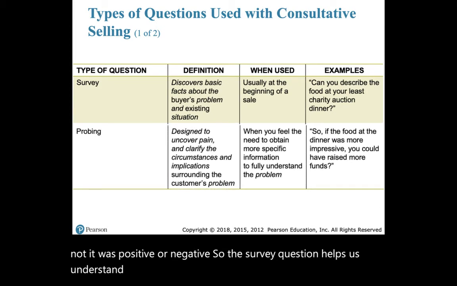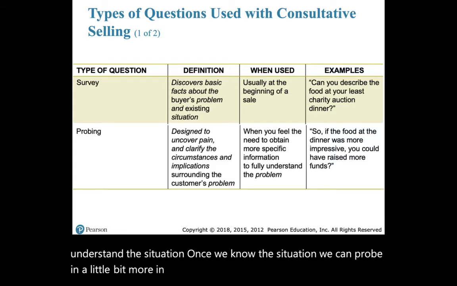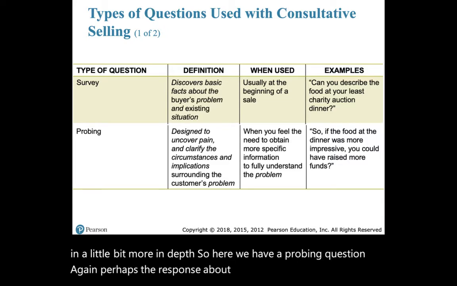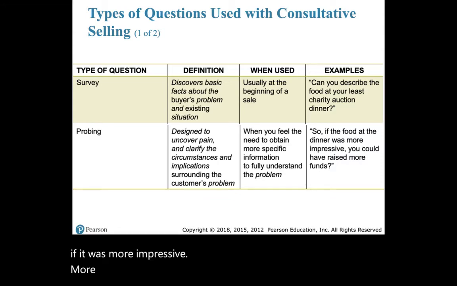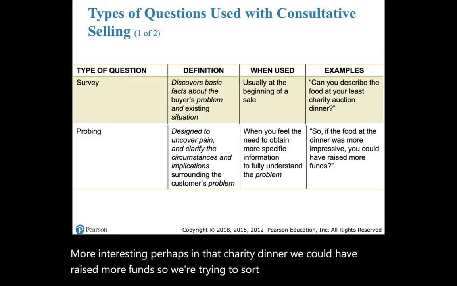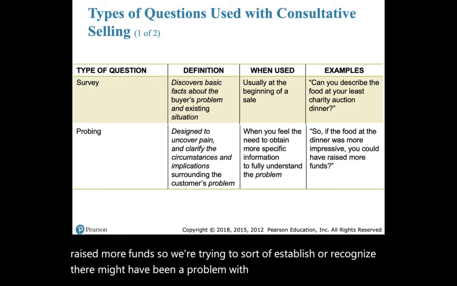Once we know the situation, we can probe a little bit more in depth. So here we have a probing question. Perhaps the response about the charity auction dinner was that the food was okay, but we can ask the question, so maybe if it was more impressive, more interesting, perhaps in that charity dinner we could have raised more funds. So we're trying to establish or recognize there might have been a problem with that. This is what we mean by a probing question.